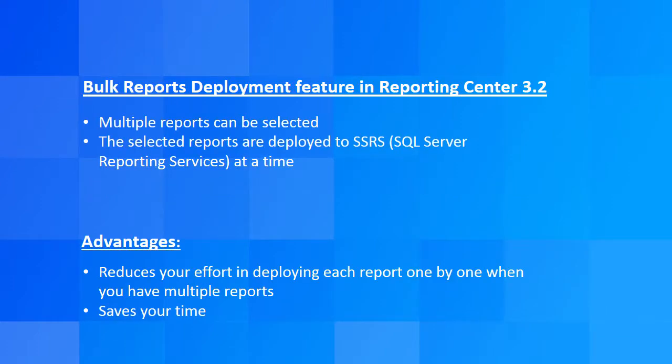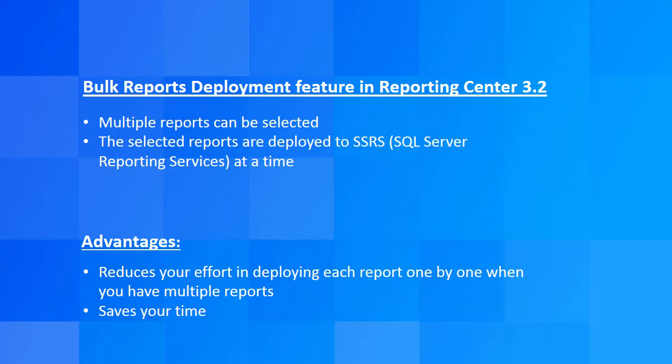In Reporting Center versions prior to 3.2, if you have multiple reports, you had to select each report and deploy it individually, which was time-consuming. But now, the bulk report feature in the Reporting Center 3.2 console allows you to select multiple reports simultaneously and deploy those reports to SSRS at one shot. So, it reduces your effort and saves your time.